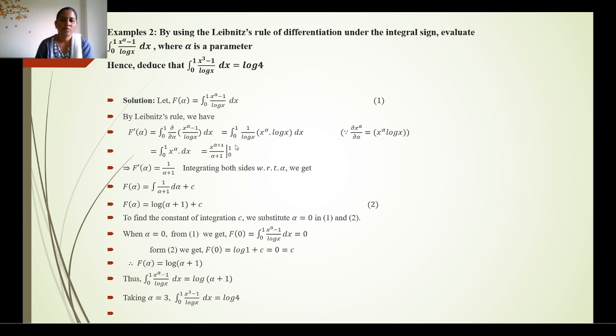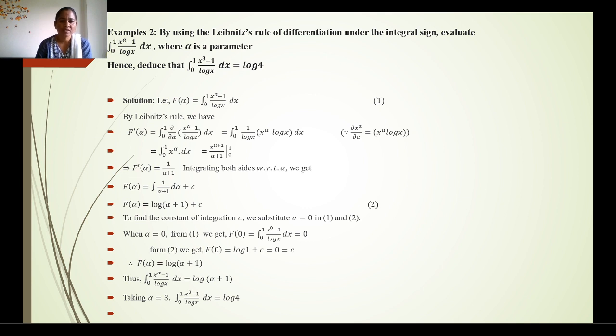So integrating both sides with respect to alpha, differentiation and integration cancel. We get f of alpha is equal to the integral of 1 by alpha plus 1 d alpha plus c. The integral of 1 by alpha plus 1 is log of alpha plus 1 plus c. Here we have to find the constant of integration if it is possible. In the previous problem it was not possible to find the constant of integration. In this problem c is there.